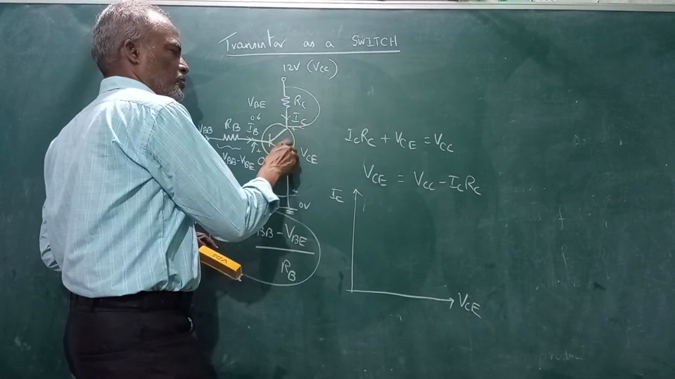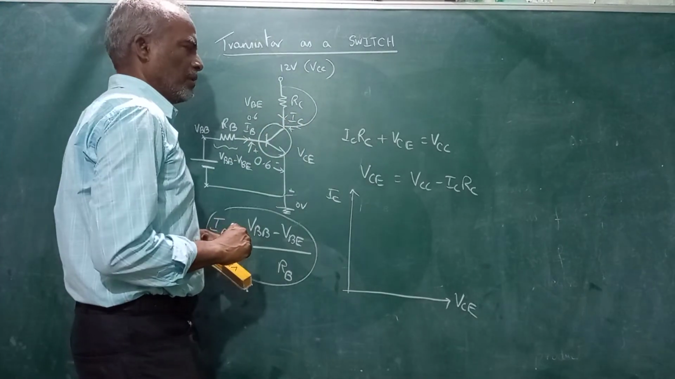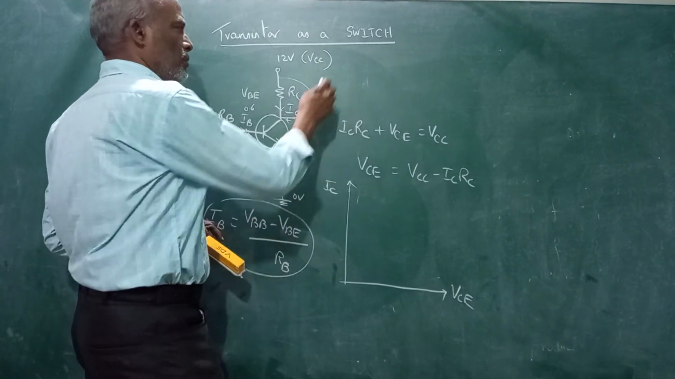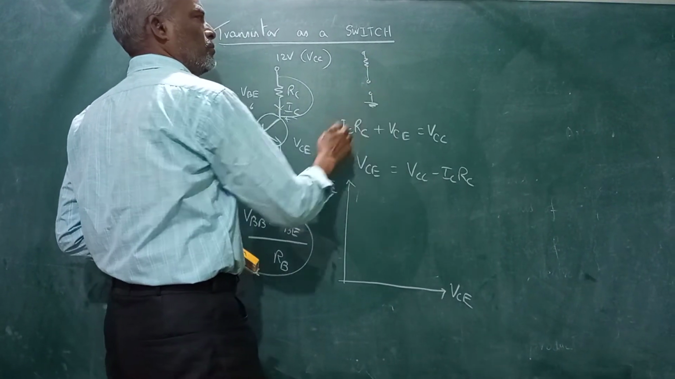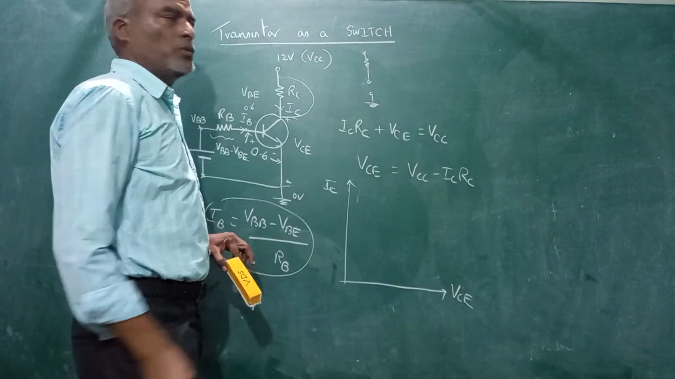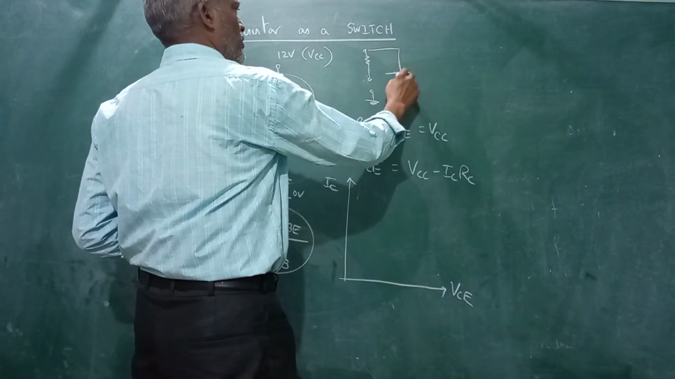Between this point and this point, the circuit is open. So what will happen now? The equivalent model will be RC, an open circuit, and a ground. So no current will flow. That means between this point and this point you have VCC.